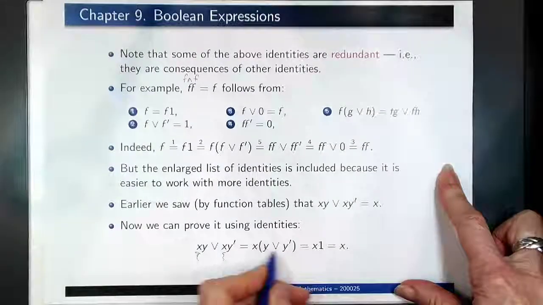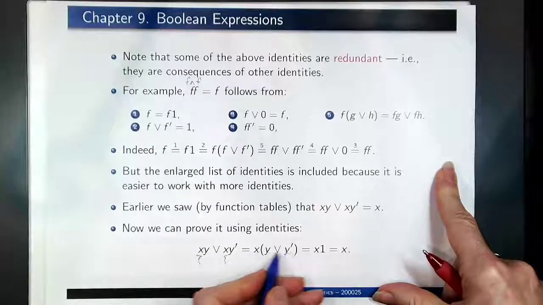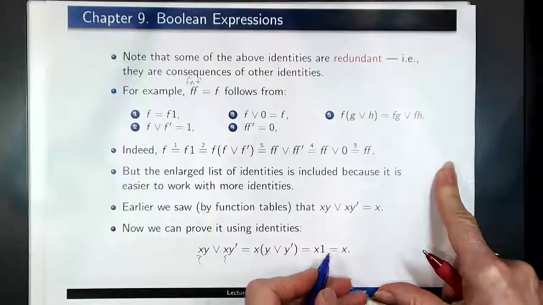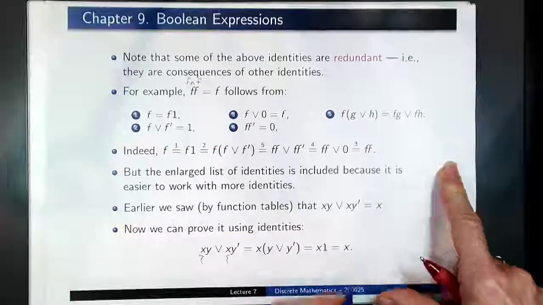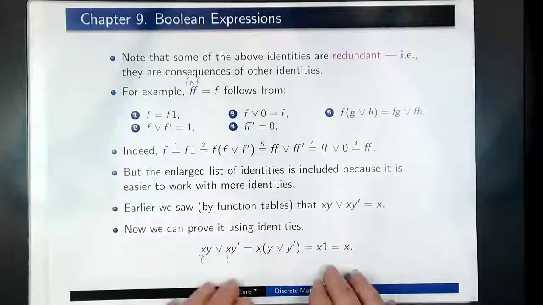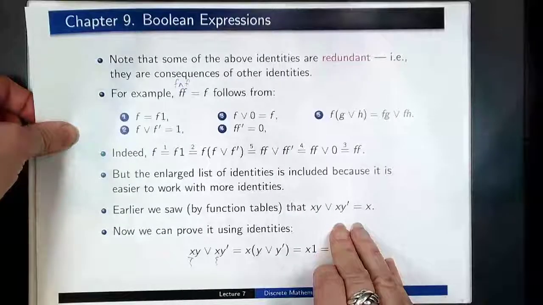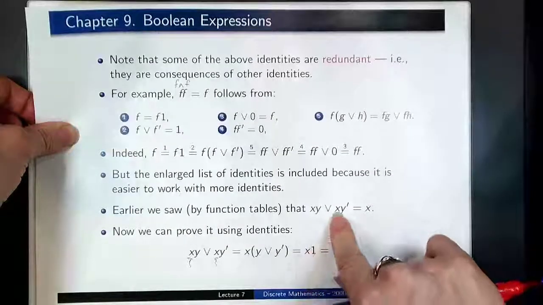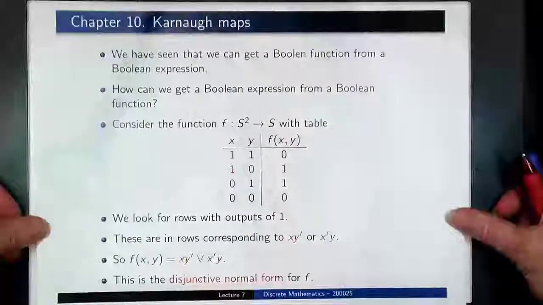Now, y or y dash, that's like saying something is true or it's false. All right, yeah, that's okay. That's true. So that's one of the identities. That gives us 1, and something and 1 is just that something. Okay, so we could have known that. But then you might find the tables easier to do it. So we've seen 2 proofs of that identity, one with the table, one using identities.